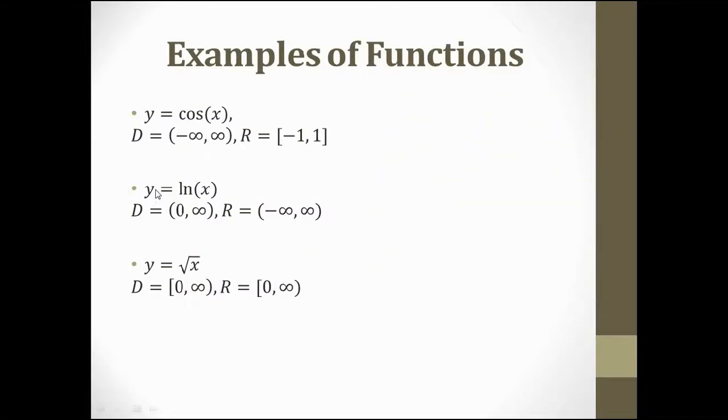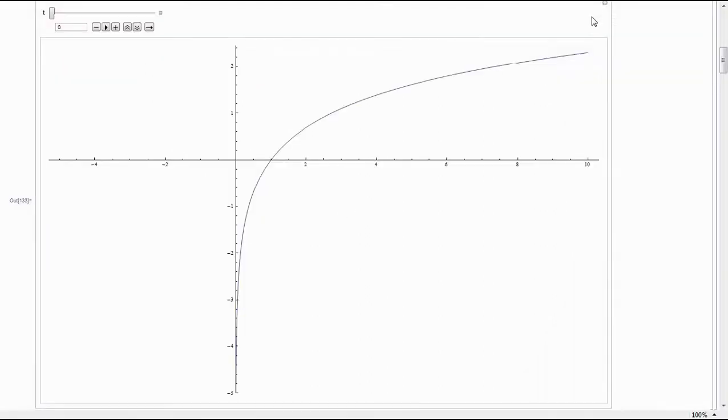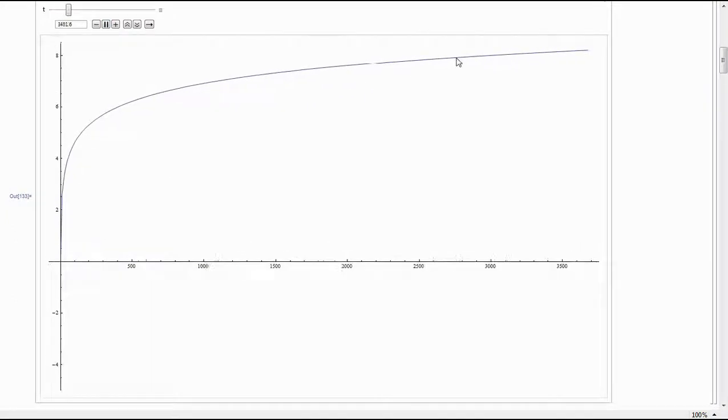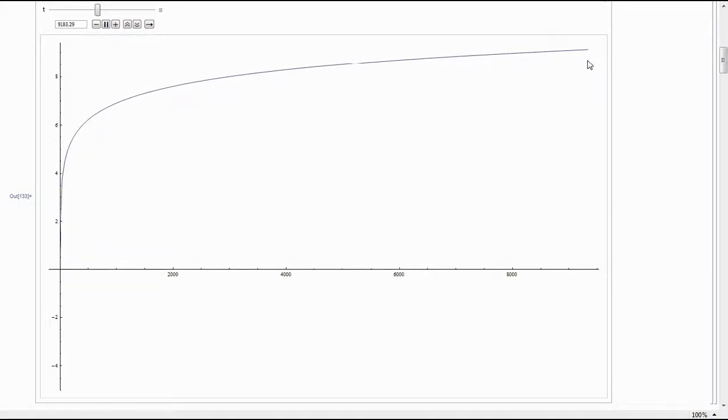Secondly, we have y equals ln x. Its domain is between 0 and infinity, and its range is between -infinity and infinity. Let's take a look at its graph. So this is the graph of y equals ln x. Notice that this part of the graph goes down to -infinity, and this part of the graph goes up to infinity. You might think that this part of the graph may eventually level out, but this is not the case.